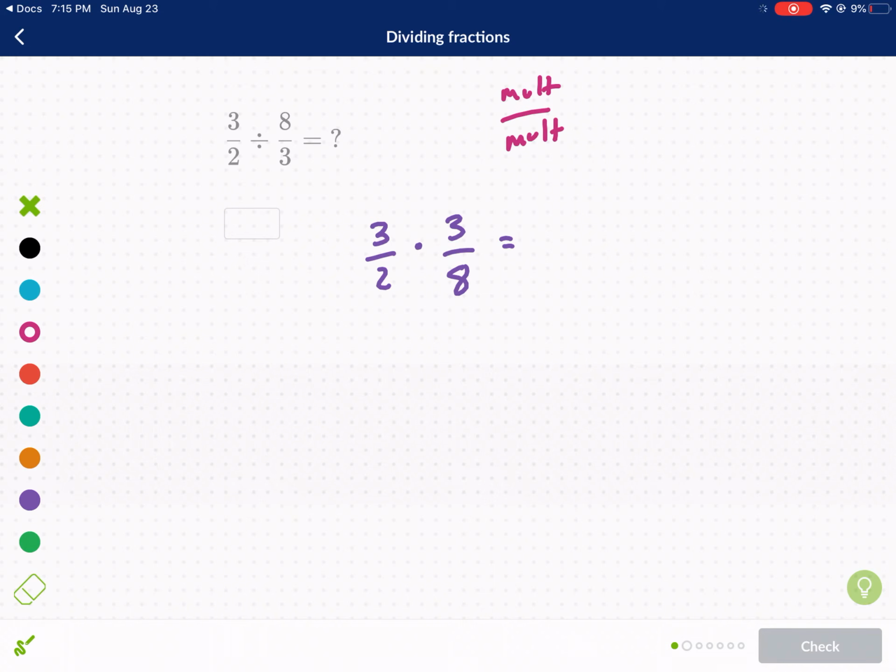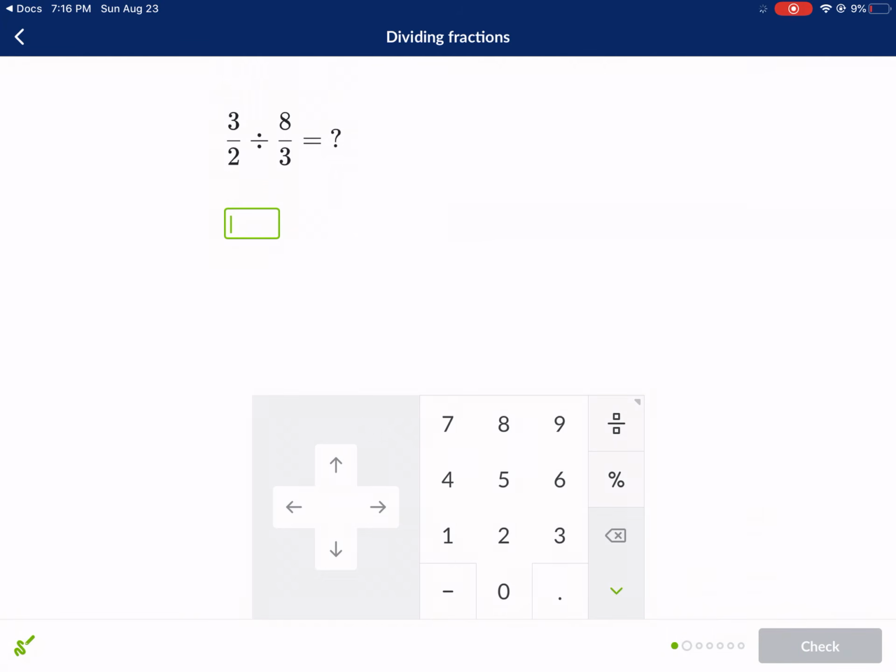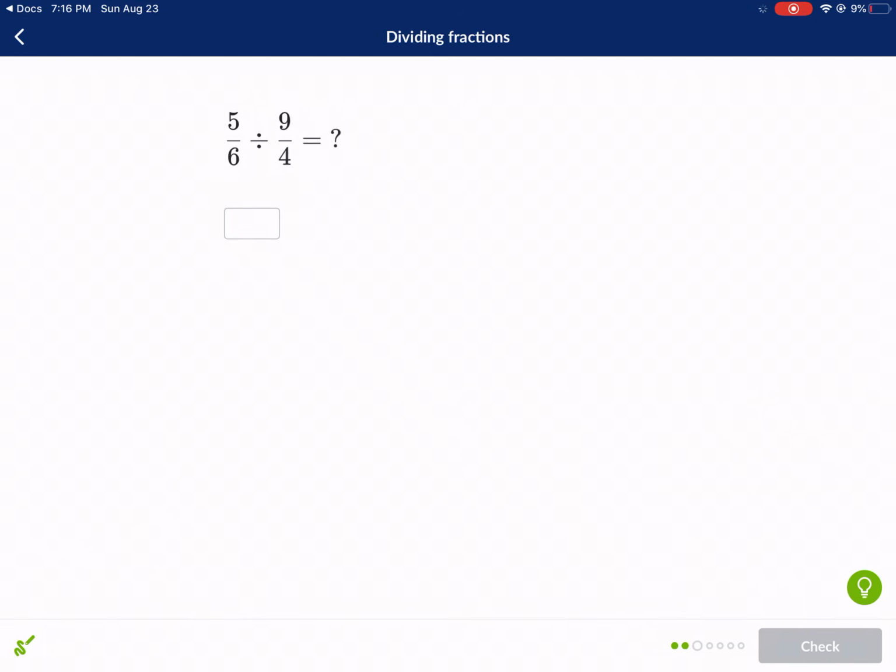That's what I like about fractions and multiplication and division, because you change it to multiplication, it makes it pretty simple to do these problems. 9 over 16, they don't have common factors, so we're going to leave it as 9 over 16. Check it. All right.